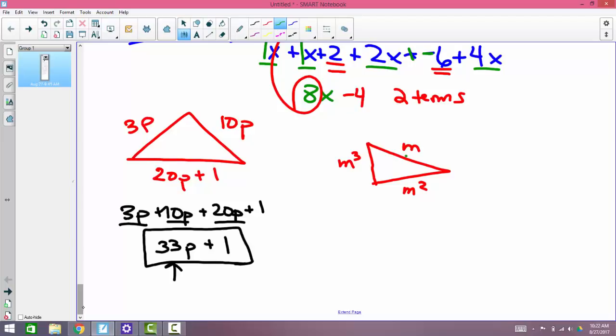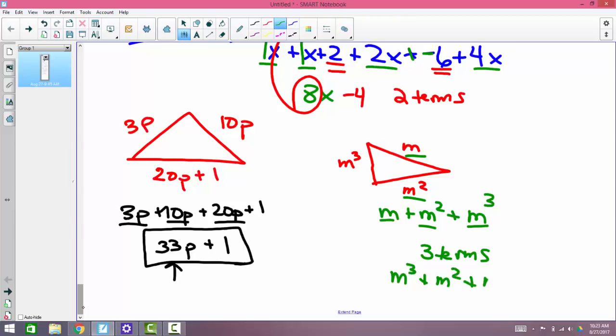In the next one, we are just adding m, the m squared, and the m cubed. If you put m to the 6, you fell for the trick. None of these are like terms. Each m has a different power. So this is actually 3 terms. And it's best to write the biggest exponent first. And the coefficient of all of these is 1.